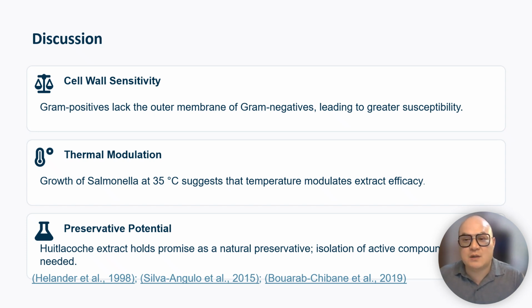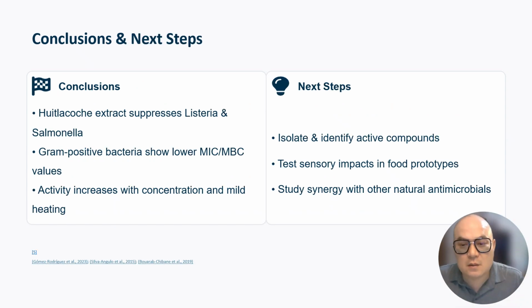We also saw that Salmonella could still grow at 35 degrees Celsius when the extract level was low. That suggests the temperature can modulate how powerful the extract is in real foods. That means both storage temperature and how much extract we add could matter for keeping the product safe. Overall, our data show a clear concentration-dependent effect, which supports the idea that the Huitlacoche extract could act as a natural biopreservative if we optimize how it's used.